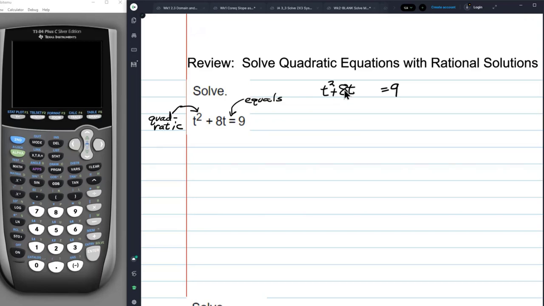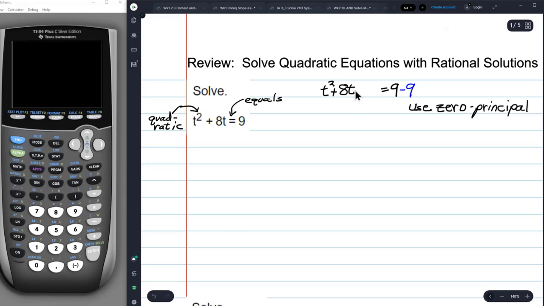We have to use something called the zero principle. And here's what that is. I have to have a zero over there, not a nine. So what I do is whatever's over here, I'm going to subtract it over to the other side. Minus nine, minus nine. What that gives me is t squared plus 8t minus 9 equals 0, which is why it's called the zero principle.